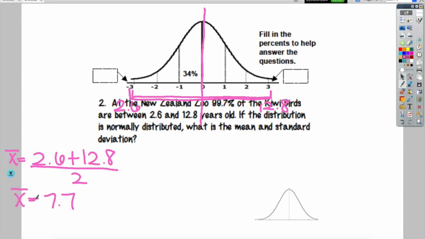So the average kiwi bird is 7.7 years old. Okay, so this is my mean. That's the value that's right here in the middle. Okay? Now I need to figure out what my standard deviation is. Any takers? But you've got to figure out, okay, exactly how much am I adding to get there, and then to get to the second one, and then to the third one. I'll figure that out. Yes?